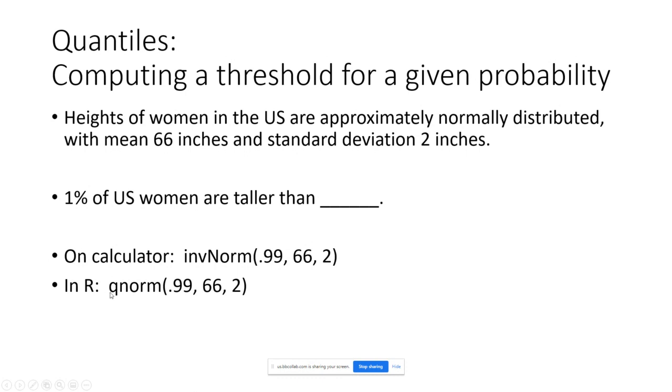And to do this in R, it's the same, but our function is called qnorm. So remember, Q for quantile is giving us the threshold so that the probability of being less than that threshold is whatever our first argument is.